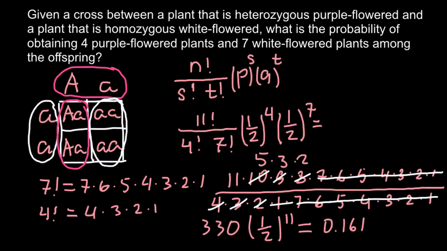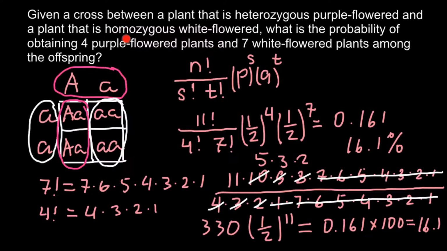0.161. This is a rounded number, and if you need an answer in percentage form, we have to multiply this number by 100, and as you see, the answer would be 16.1%. So you can say that the answer is 0.161, or if you need an answer in percentage form, this is going to be 16.1% probability that if we cross a plant that is heterozygous purple with a homozygous white flowered plant, if we take 11 plants, 4 of them would be purple flowered and 7 of them would be white flowered.